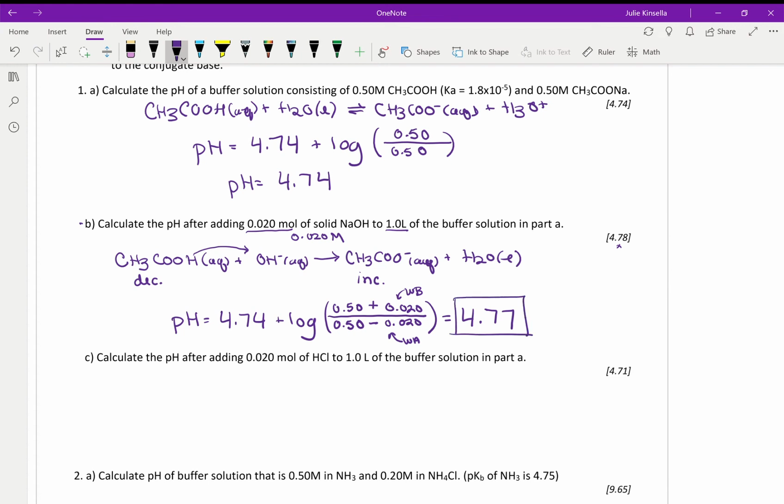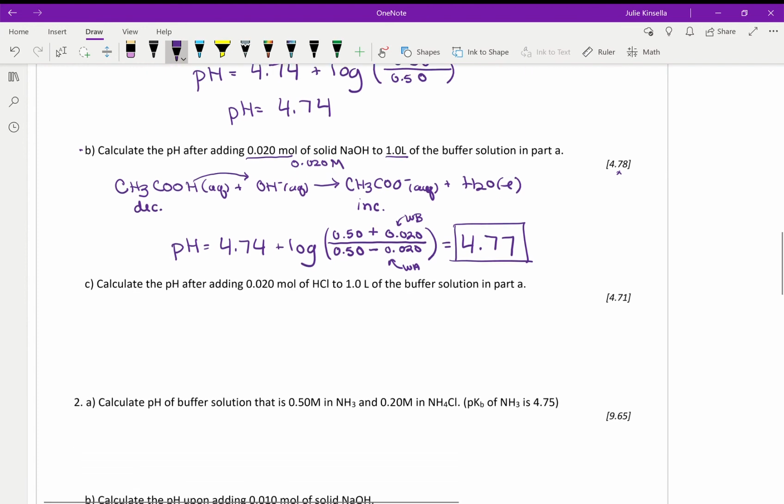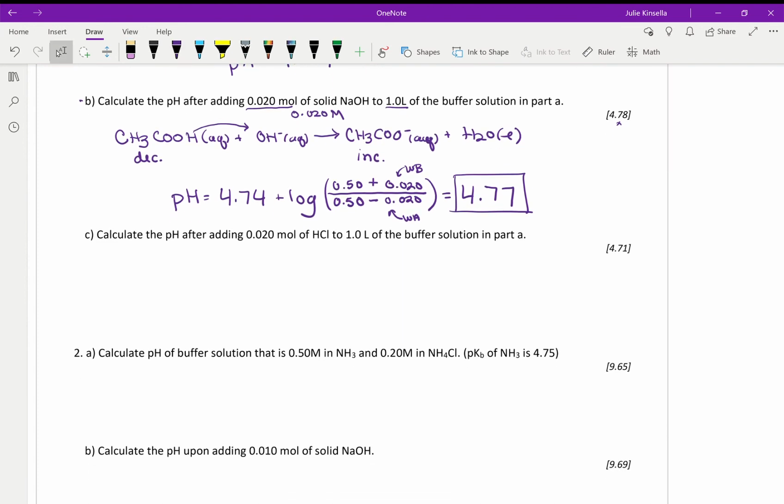So imagine, and you could do this on your own, the 0.02 molar sodium hydroxide and the pH change from a neutral 7 at 25 degrees Celsius if you were to place that in pure water. It would be a huge change. Okay, with this, in the buffer solution, it's only going up 0.03 pH units. So again, there's the idea of it decreasing the effect of the sodium hydroxide that's being added to the pH of the system. Okay, all right, let's look at the next one.